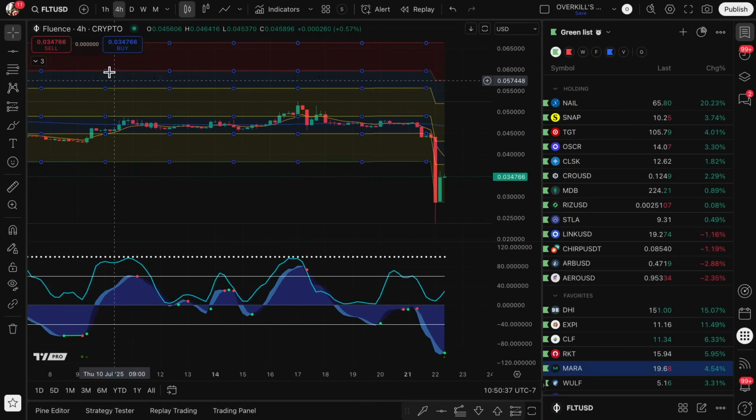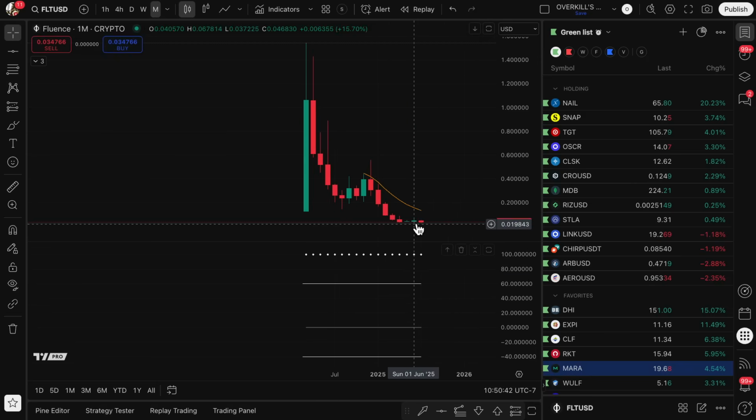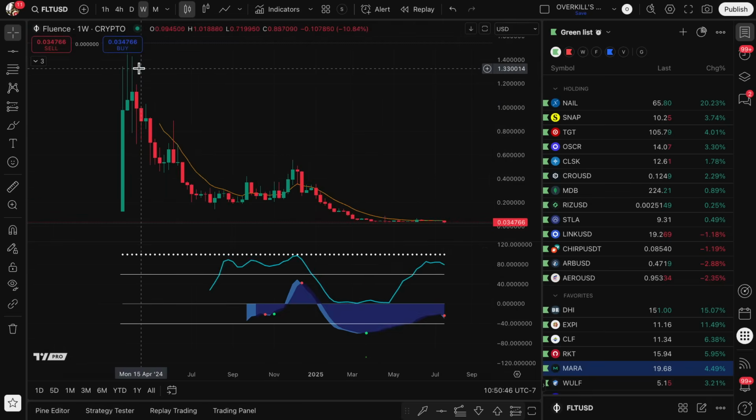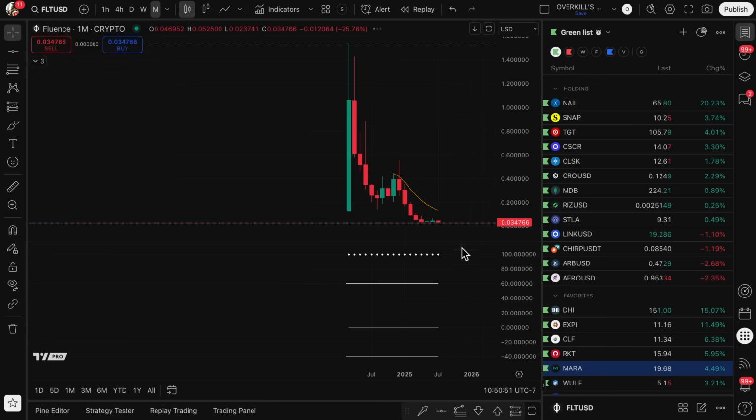FLT. That one got hit pretty hard here today. It looks like a rug pull to me, but I don't know anything about the project, so this would be more of a fundamental play than anything. A fundamental play is you're investing on the technology and not so much the technicals. So this looks like a rug pull to me.